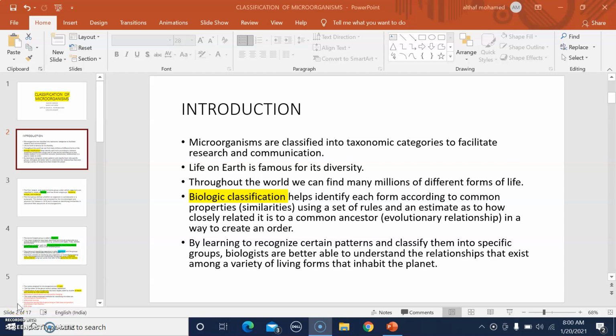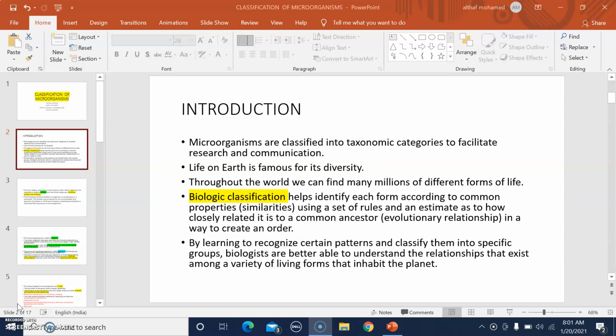So today we are going to discuss the new unit, that is classification of microorganisms. We have studied in the previous class that microorganisms are organisms which are not capable of being seen with our naked eye. We use microscopes for observing microorganisms. These microorganisms are classified into taxonomic categories to facilitate research and communication. For further study, we should classify those microorganisms into various taxonomic categories.